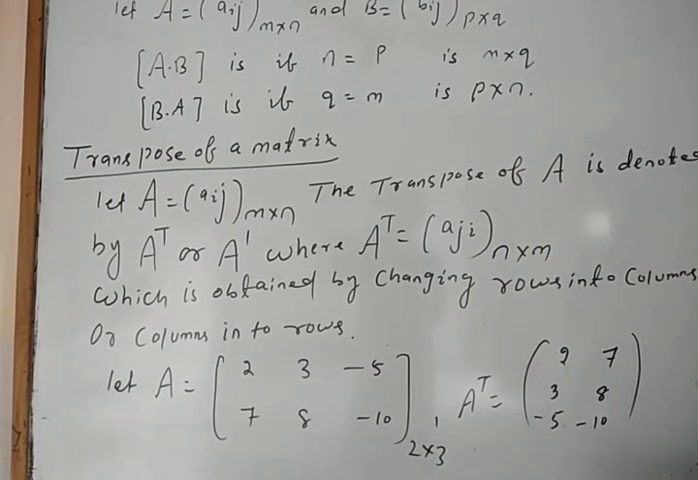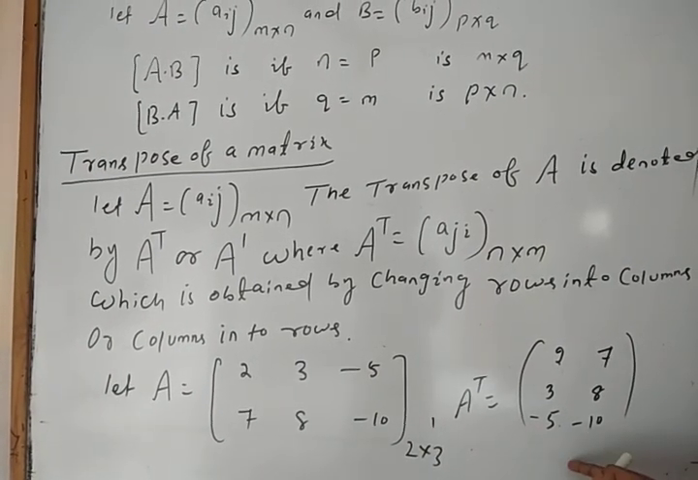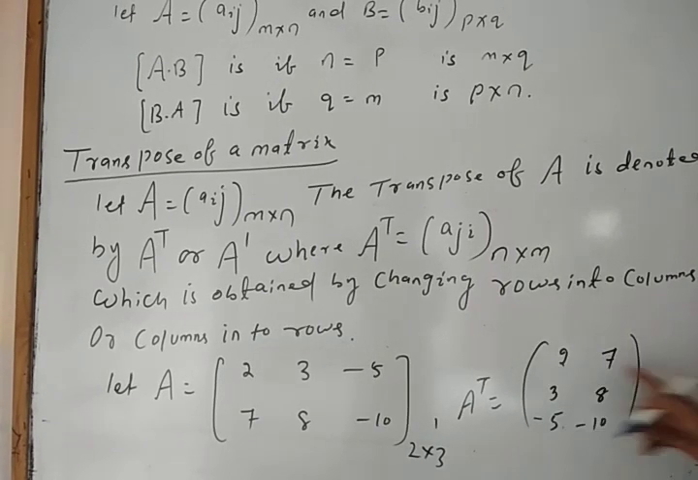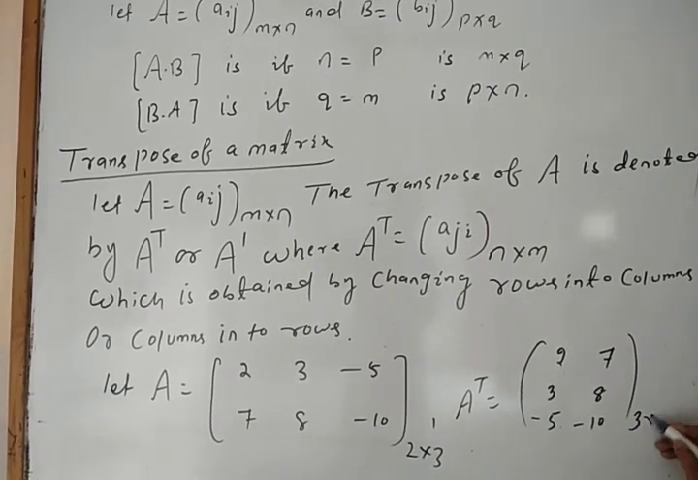After interchanging rows into columns, this matrix will be the transpose of the matrix. Clearly its order is 3 cross 2.